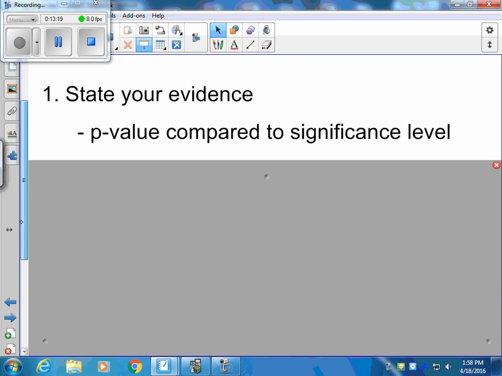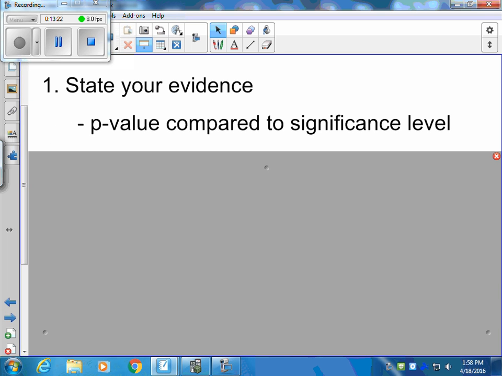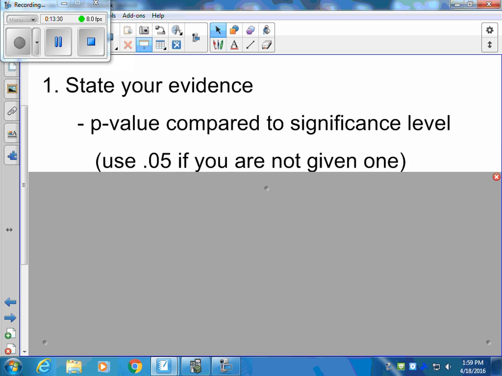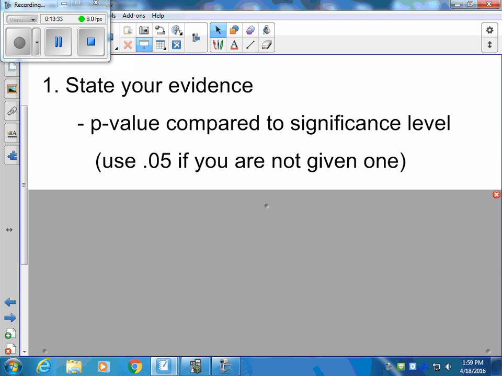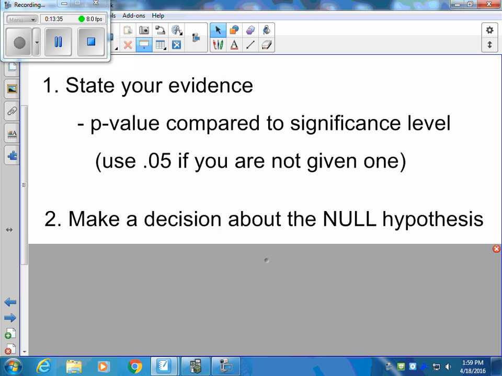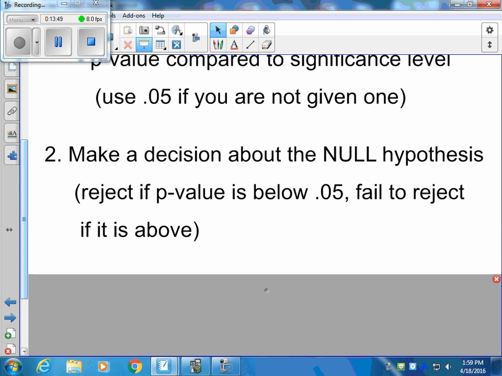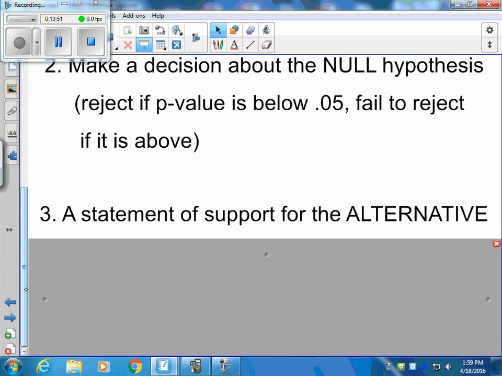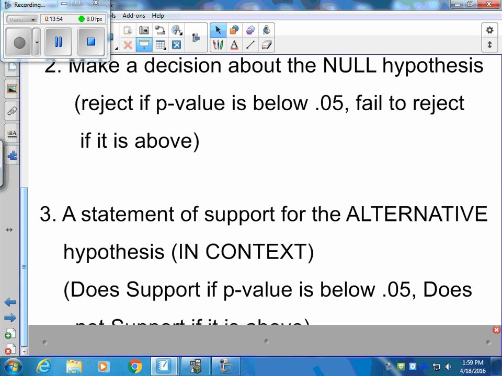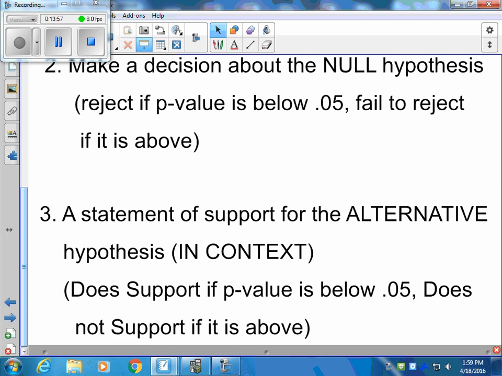Conclusion needs 3 parts. You have to state your evidence, based on our p-value, 0.41, compared to our significance level of 0.05. If they don't give you a significance level, always just revert back to using 0.05 for that value. Number 2, make a decision about the null hypothesis. If your p-value is below, you're going to reject the null. If your p-value is above, you're going to fail to reject. And then the last piece is you're going to make a statement about the alternative in context.